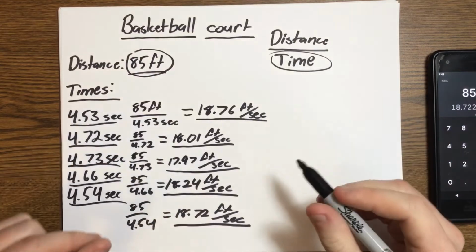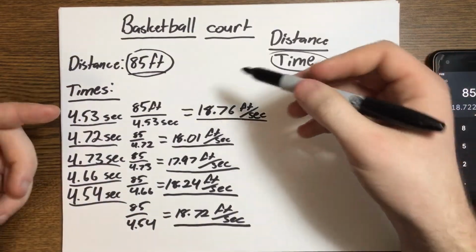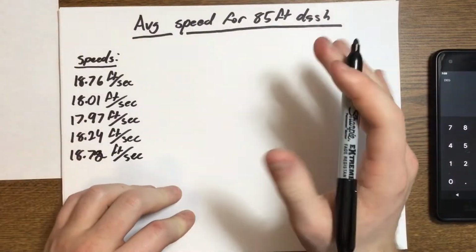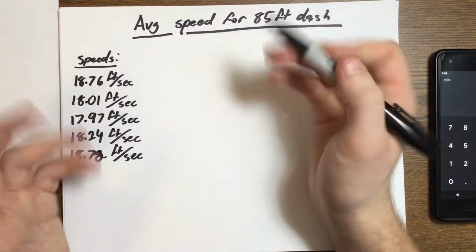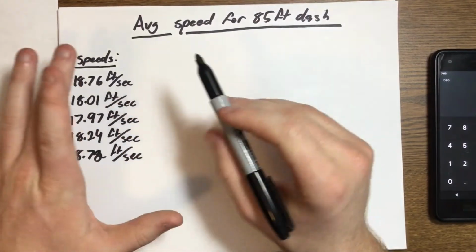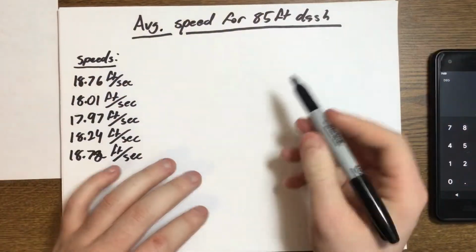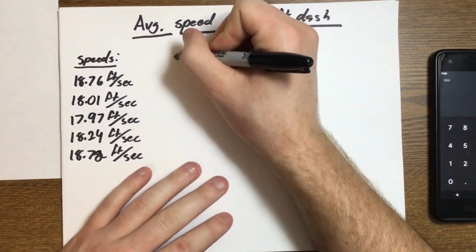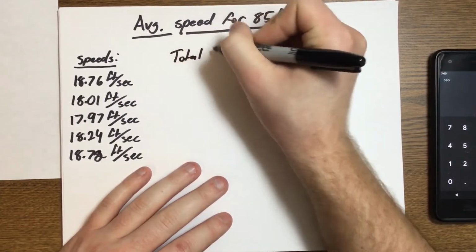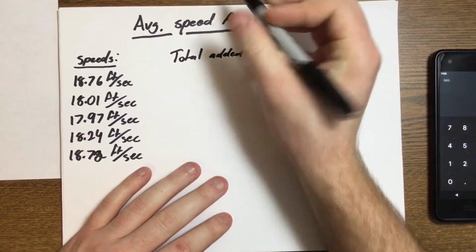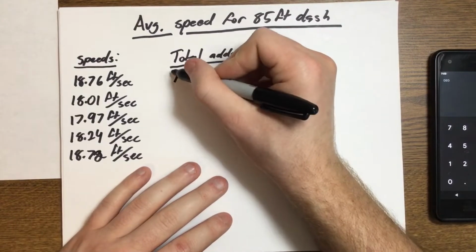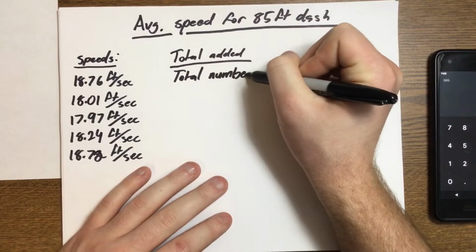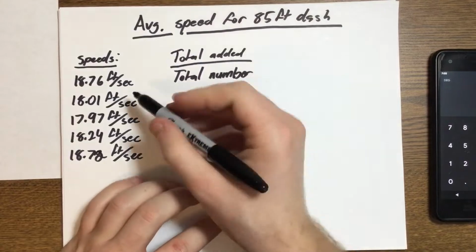So now that I have these numbers, I'm going to go on a new sheet of paper and I'm going to find my average speed overall for this distance. So finding the average of something. I assume that you know how to find averages, but we're going to relearn if you have not. So finding the average, we need to take our total added, and then we're going to divide it by total number of trials.